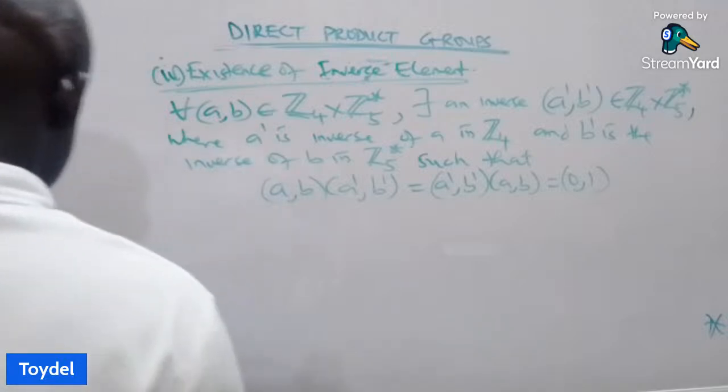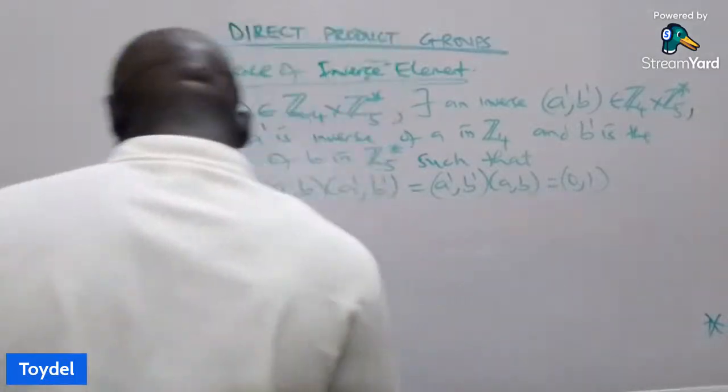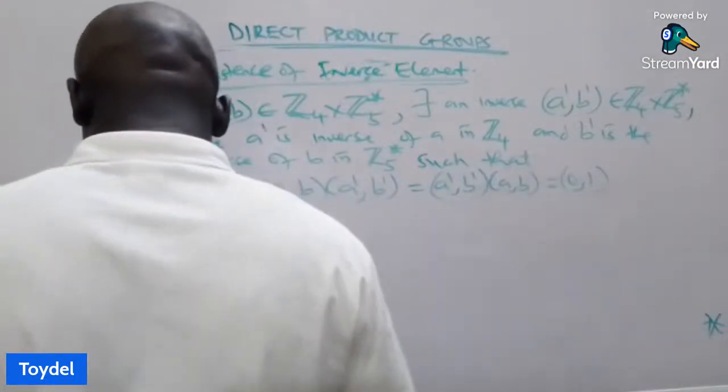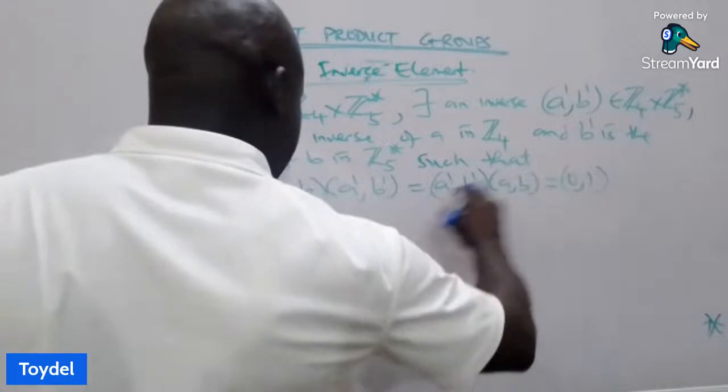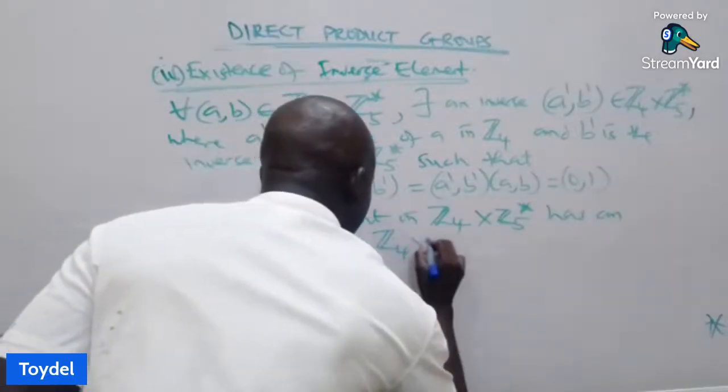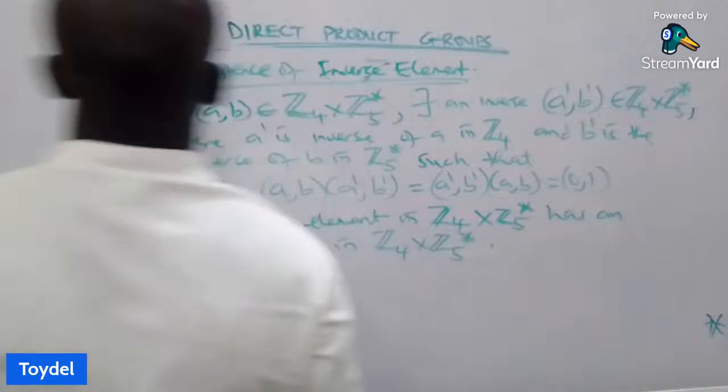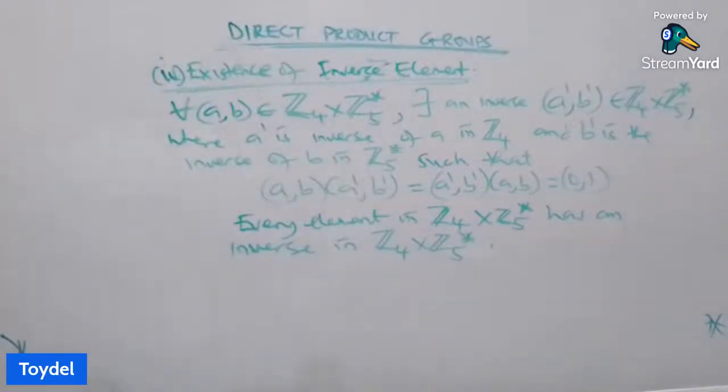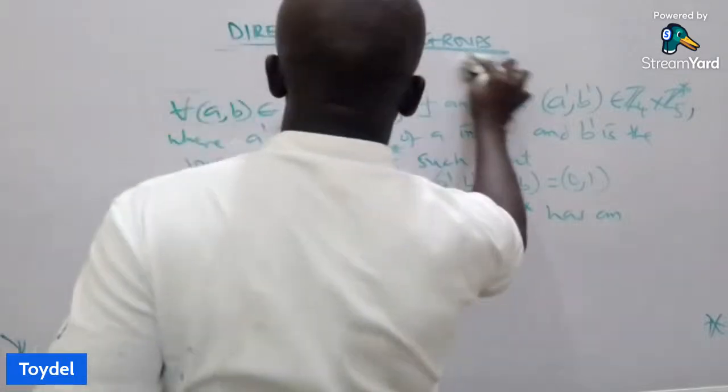So it shows that with this we can actually check with all the elements there. Since we are able to show this, it simply means that every element in Z4 cross Z5 asterisk has an inverse in Z4 cross Z5 asterisk. Then we show the last property.